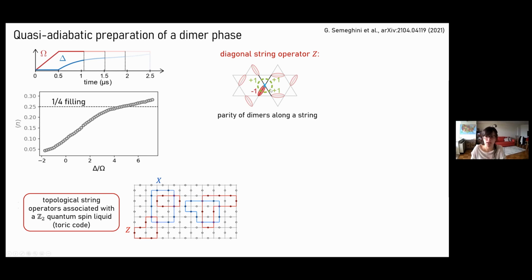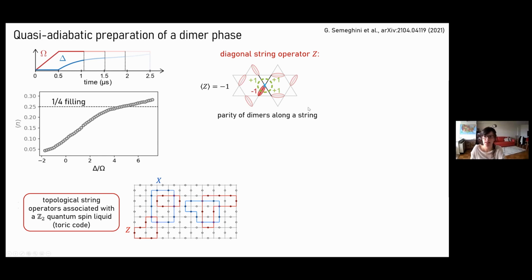So if we take, for example, this closed loop, that is the smallest closed loop that you can draw in the lattice, which encloses a single vertex, you see that for any perfect dimer covering, you will always have a parity of -1 on this loop, because you always have exactly 1 dimer out of the 4 bonds that are crossed by the loop.